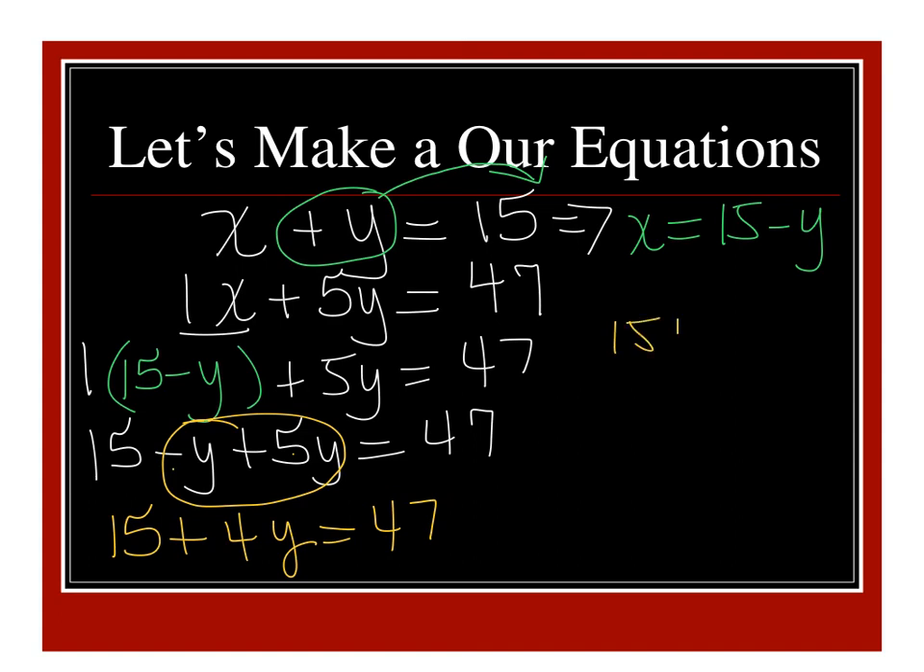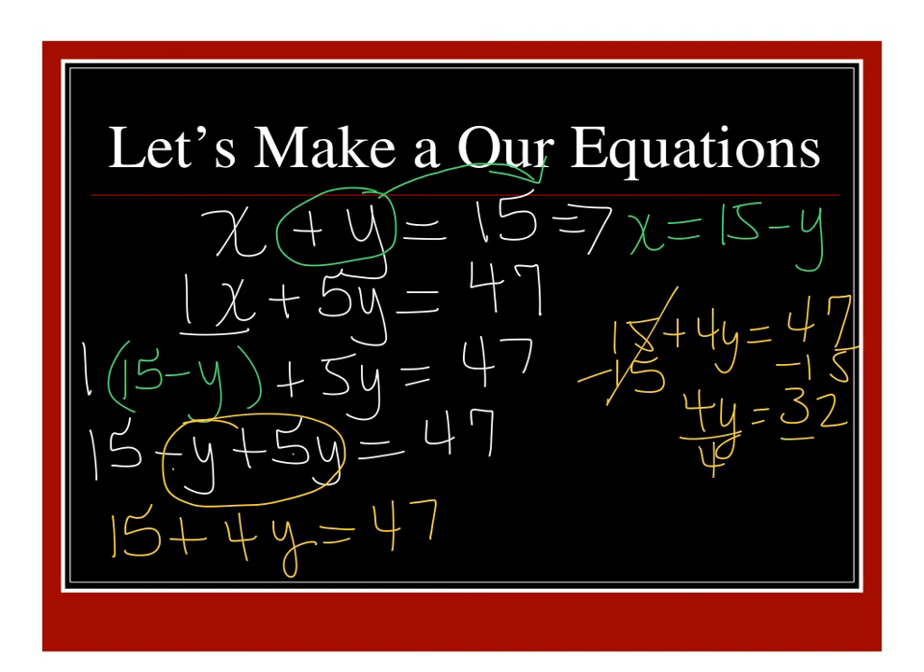Alright, so 15 plus 4y equals 47, a two-step equation. I subtract 15 from each side, or move 15 to the opposite side, and it has the opposite sign. And I get 32, and I divide by 4. So y equals 8, and y is my number of $5 bills. So if I have 8 $5 bills, that means I have to have 7 $1 bills.